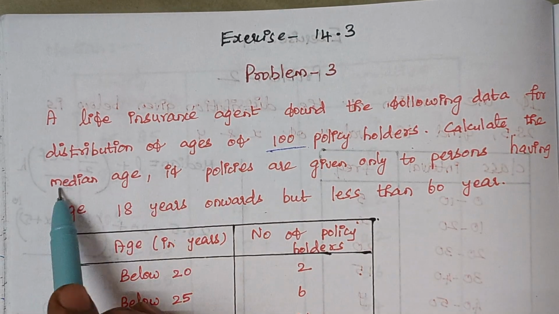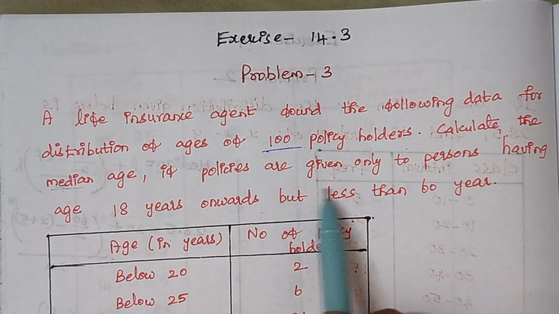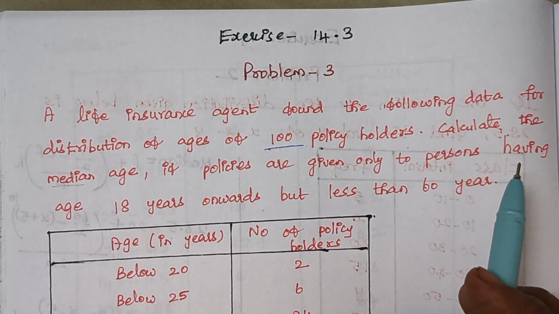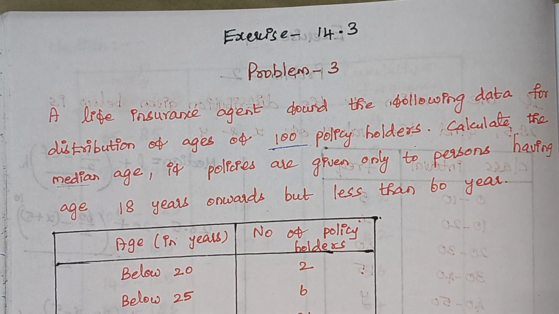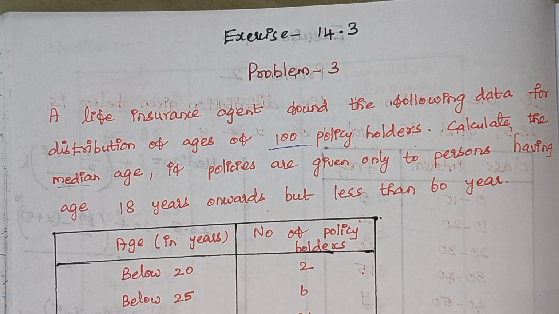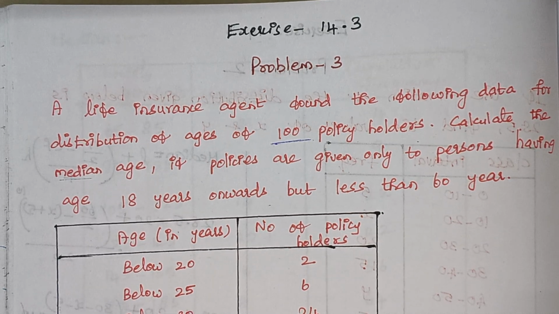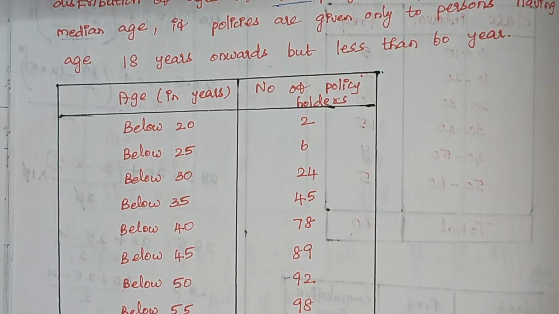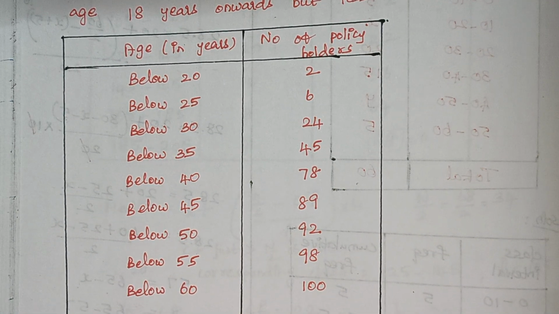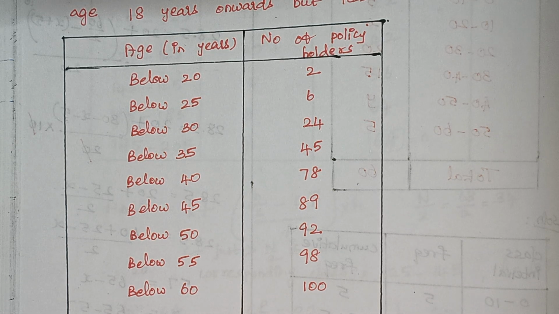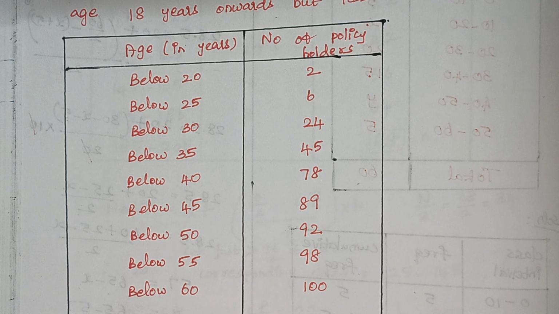We have to calculate the median age if the policies are given only to persons having 18 years onwards but less than 60, because it is the limit, right? It is the age limit for applying policies, that is insurance. So here, this is the tabulation which is given here, right? Again, you see there are no perfect intervals. They are just given as below 20, below 25 and below 30, like that. So here, as a first step, we have to frame the intervals. It is mandatory.